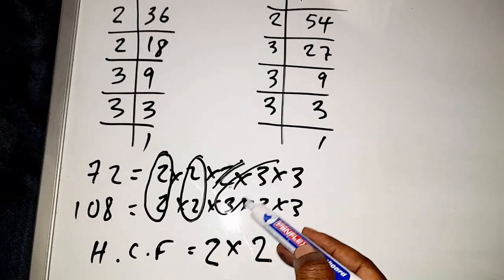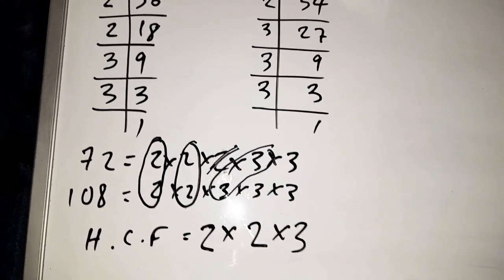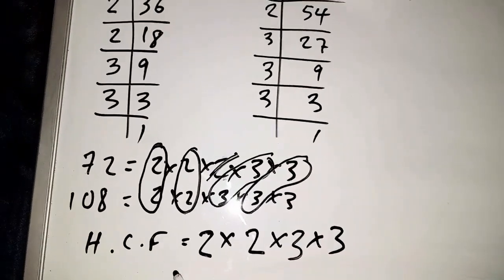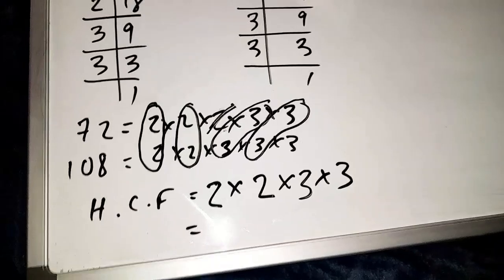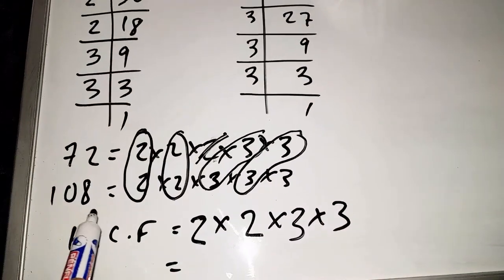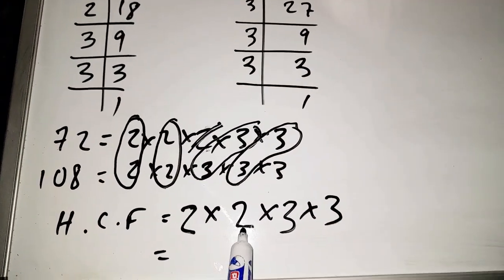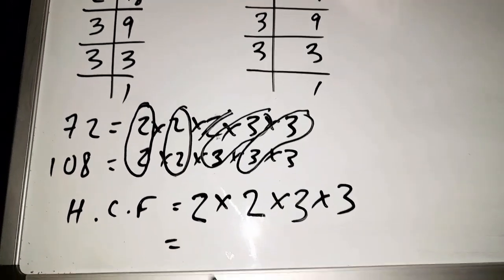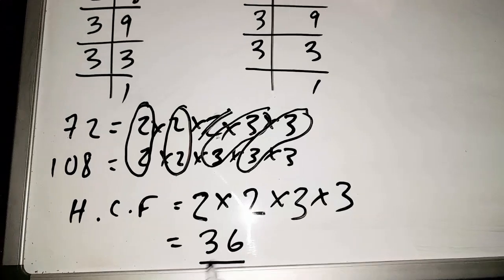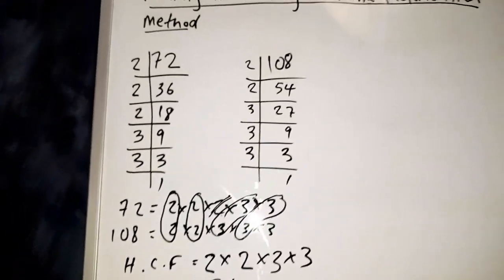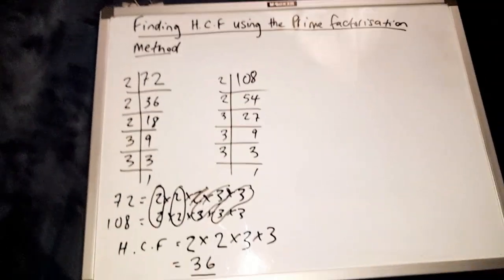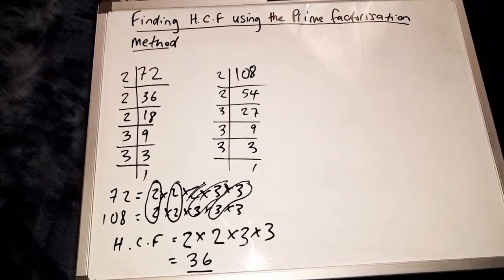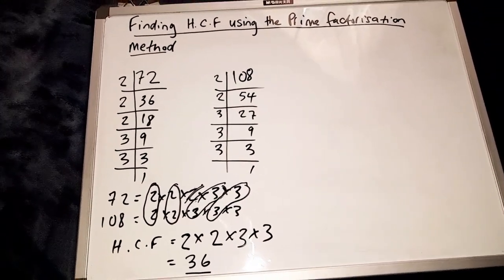But then we have this 3 here. It will pair with that. Okay? And then this 3 will also pair with that. So now what we have as HCF of 72 and 108 would be 2 by 2, which is 4, and then also we end up having 3 by 3, which is 9. So 4 by 9 would then give you 36. So that's what we'll end up having as the HCF of 72 and 108. I hope this makes sense.